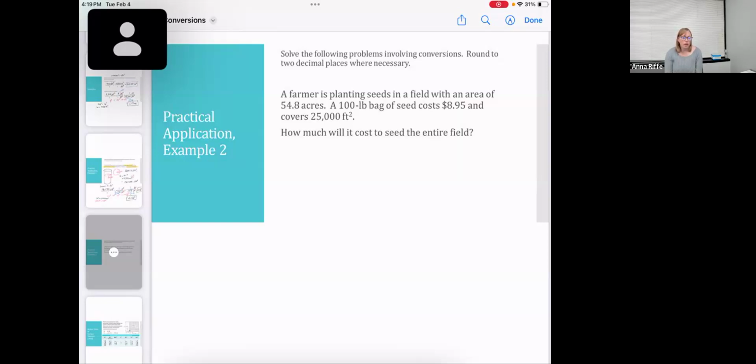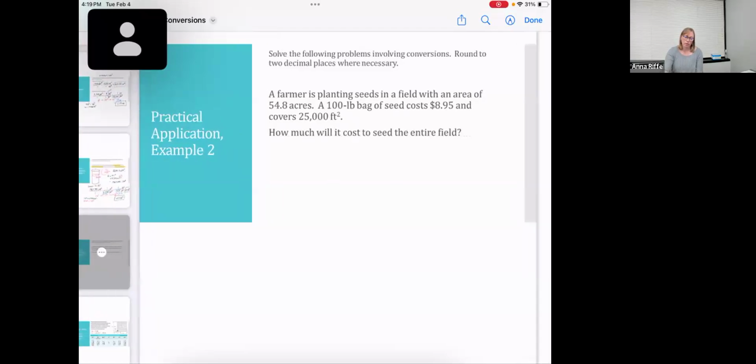So this is a practical application that deals with area, so acres and feet squared. The area is given with a couple of different units, so we know we'll have to do a conversion of some sort. And then on top of that, we're asked to find a cost, which is not an area unit, but it is calculated using an area. So there's a lot going on in this problem.